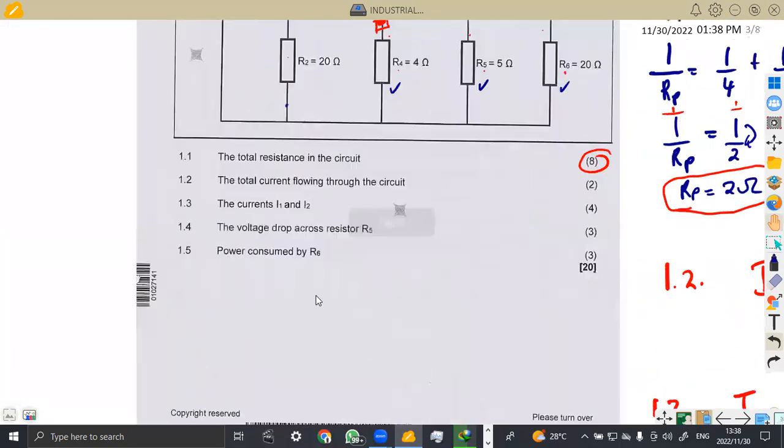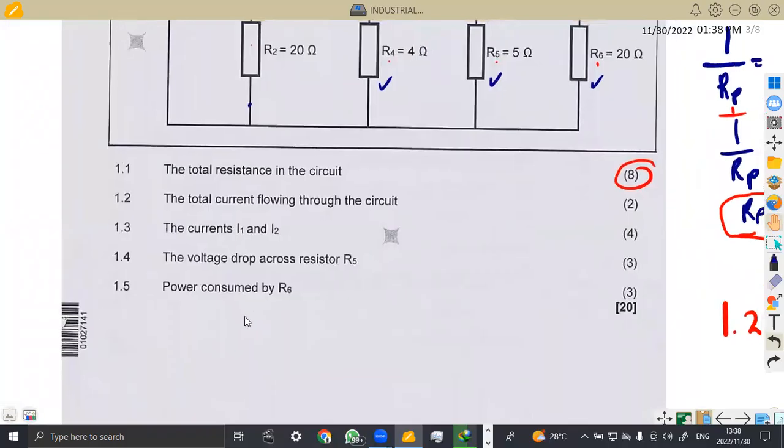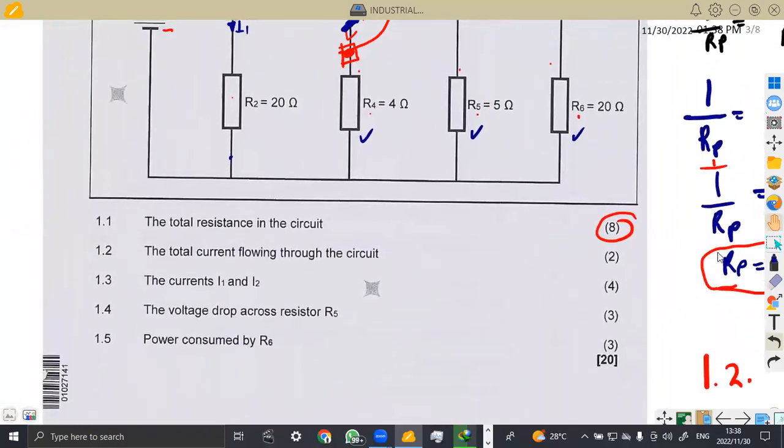Let's see the question on 1.4. Okay, so that's 1.4 now. We are asked to calculate the voltage drop across R5.